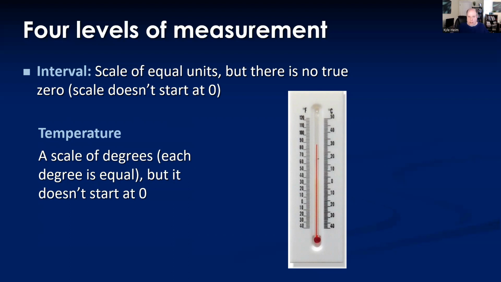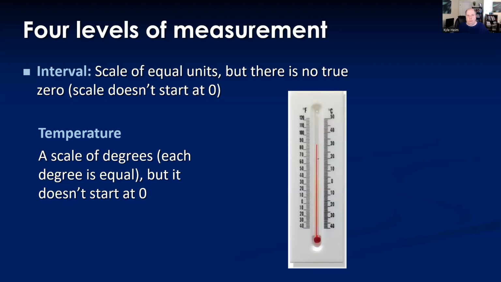Temperature is measured in degrees. Degrees are equal units or equal increments. The difference between 71 and 72 degrees is the same as the difference between 72 and 73. Those are equal increments. But temperature does not start at zero because it can go below zero. So that's an example of an interval scale. Now you might be saying, why the big fuss over whether or not the scale starts at zero?